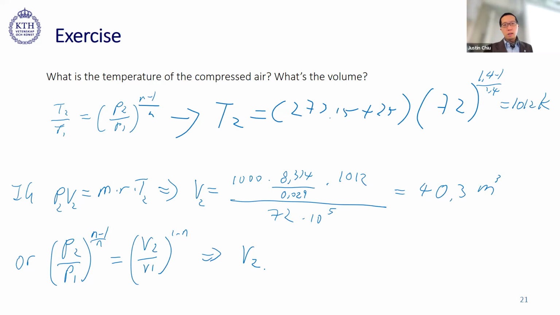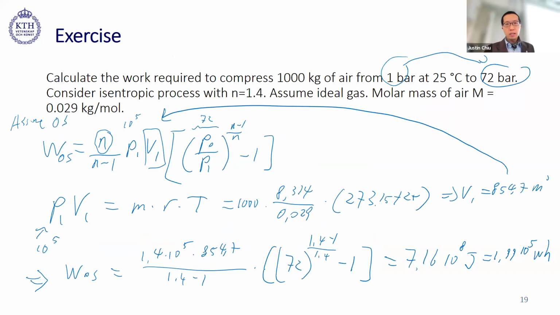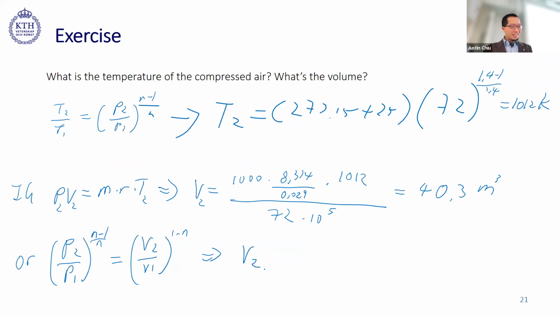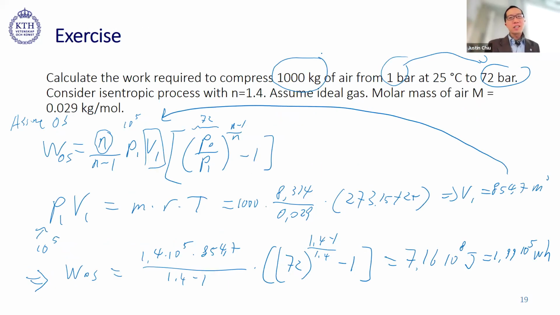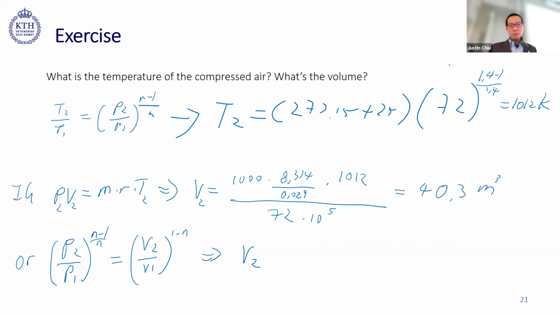So what is V1? We know that we have 1,000 kilogram of air, right? Sorry, we have to calculate that from the P1 V1 equals MRT to get the volume 1 of the air. That is equivalent to this 1,000 kilograms, so 1 ton of air at 1 bar, 25 degrees. So you need to use this to calculate the V1. And then once you have the V1, you can get to this equation for V2. And it should give you the same 40.3.